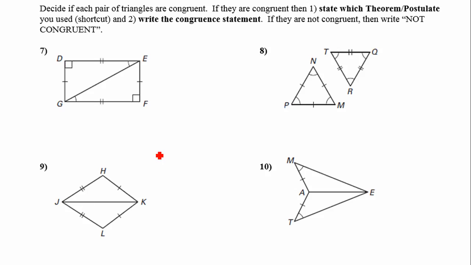So now we're to the part where we need to be able to practice those congruence shortcuts. So deciding if the pair of triangles are congruent, so that's kind of a yes or no idea. If they are congruent, state which postulate or theorem you use, which shortcut, and write the congruent statement. If they're not congruent, then write not congruent. Remember our choices for our shortcuts are side-angle-side, side-side-side, angle-side-angle, angle-angle-side, and HL. Okay, those are on that little foldable. You need to know those shortcuts. Those are the valid ones. All others are not.